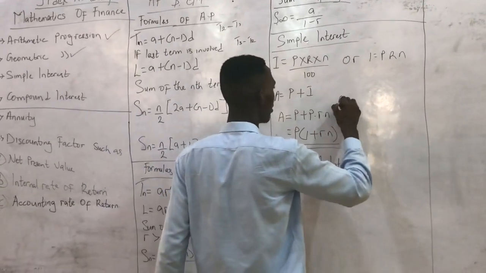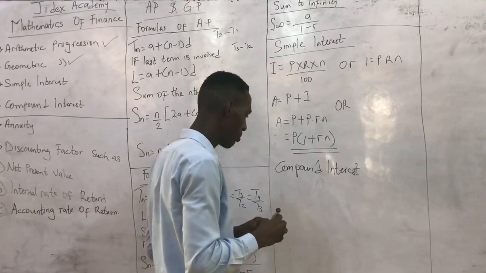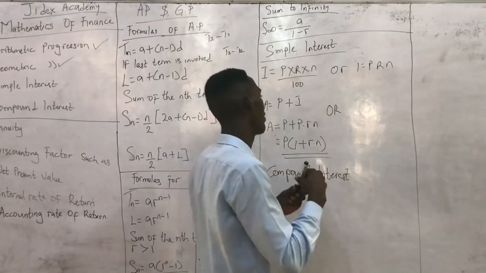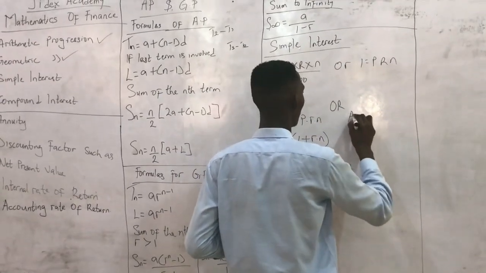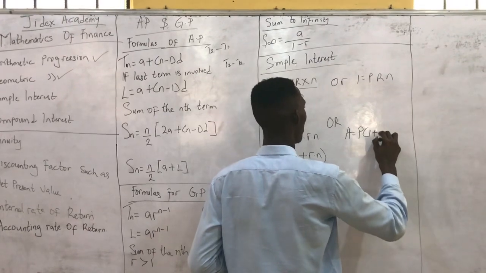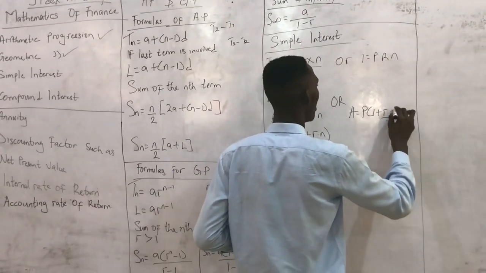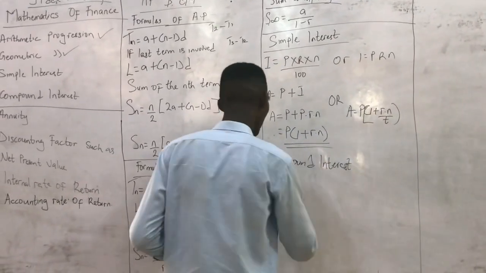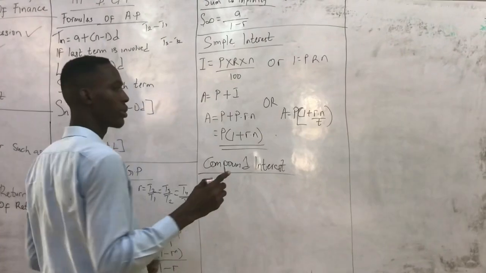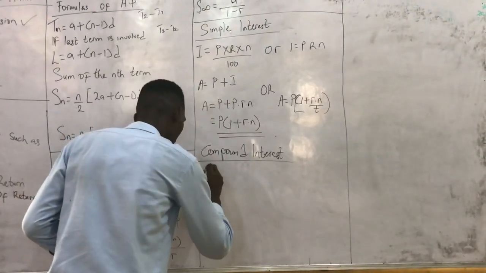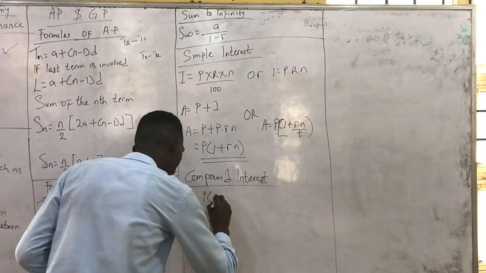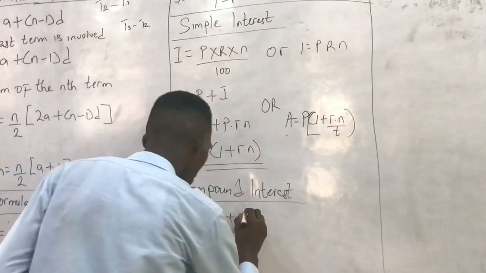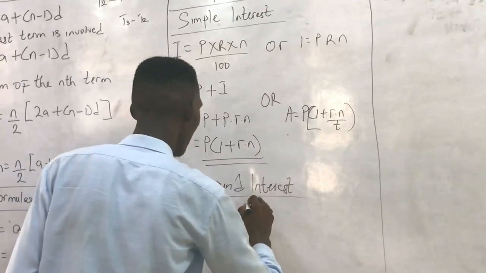sometimes it might be compounded monthly, annually, or biannually. So if you are given that, then you can easily say that our amount is P in bracket 1 plus R over the number of times that it occurred in a year. The same thing goes for compound interest. But because it is being compounded together, our amount here is the principal, open bracket 1 plus R, which is our rate in percentage, close bracket, to the power of n.